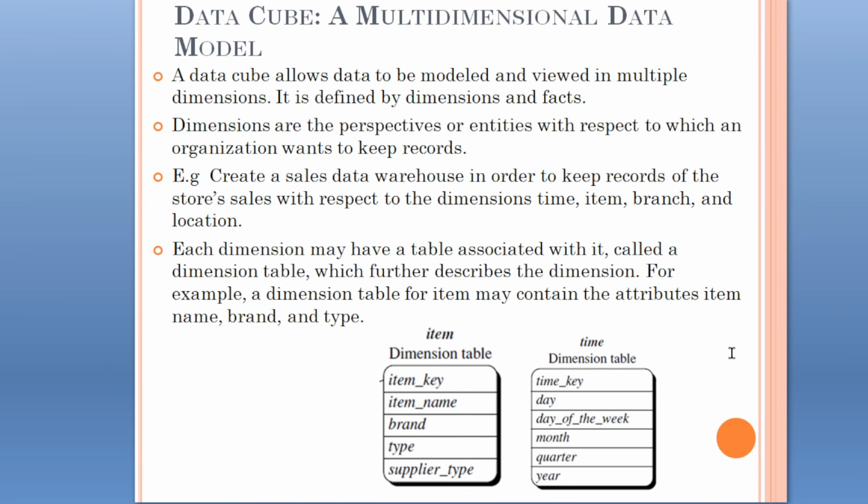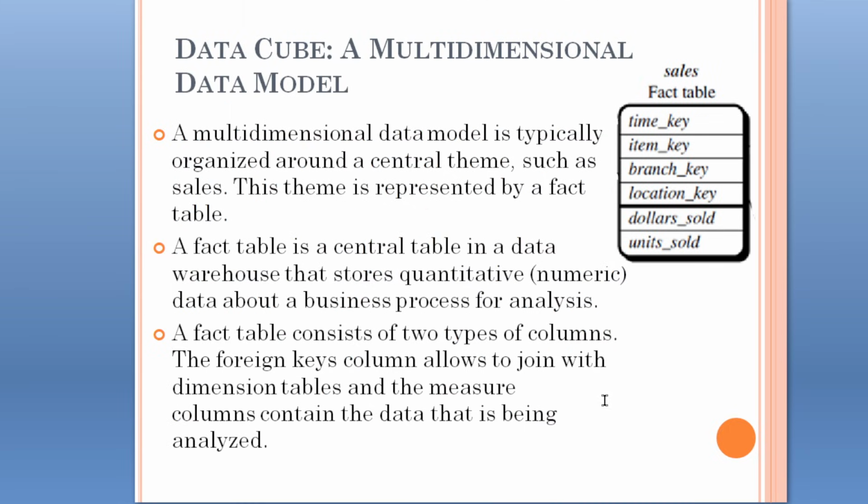For example, a dimension table may contain attributes such as item name, brand, type, supplier type, and one information which is called item key, which is used to connect this dimension table with other tables. Like here we have the dimension table for time, where time key is an attribute which is used to connect it with some other table. But day of the week, month, quarter, and year are the different attributes which are contained in the time table.